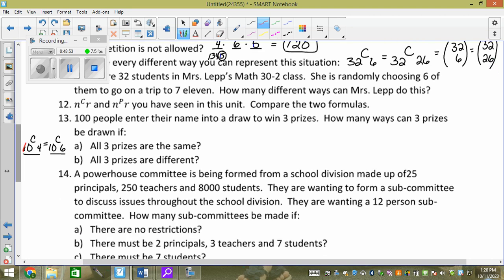Now, 100 people enter their name into a draw to win 3 prizes. How many ways can 3 prizes be drawn if they're the same? Does order matter if they're the same prizes? No. So this one would be 100 C 3. What if they're different prizes? 100 P 3, because then the order would matter. If you were first, second, or third, you would get a different prize, right?